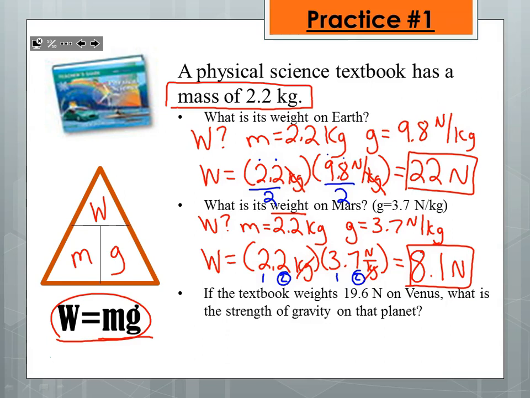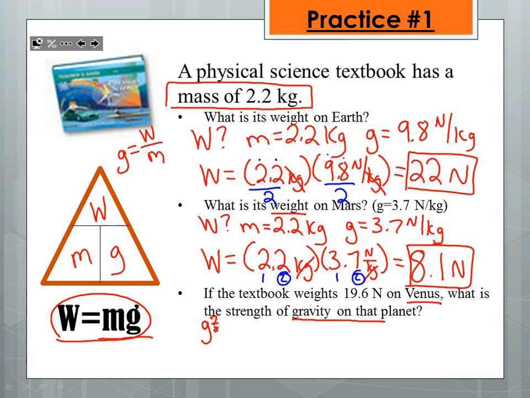And the last one says, if the textbook weighs 19.6 newtons on Venus, what is the strength of gravity on that planet? So what's it asking us to find? We want to find the gravity on Venus. So I'm looking to answer the question for gravity. In order to find gravity's equation, I put my hand over gravity on my triangle, and what I have left is gravity equals weight over mass.